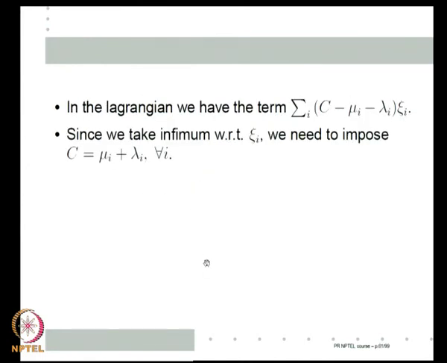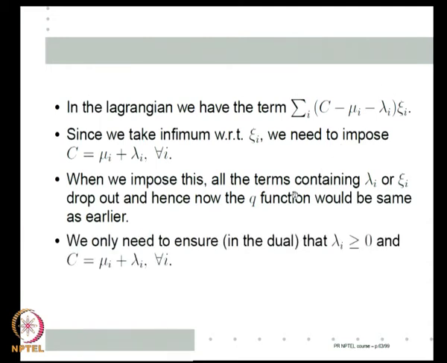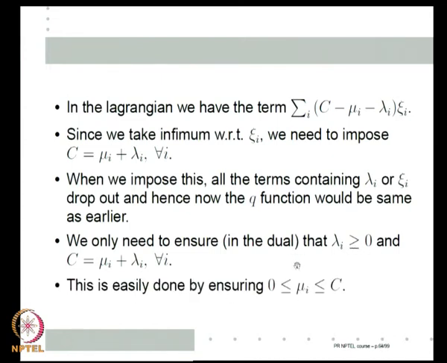So, if you want to find the new Q function, all we get is the old Q function anyway, but in addition to the old constraints, I also have to impose the constraint that lambda is greater than or equal to 0 and C is equal to mu_i plus lambda_i. Because I impose C equal to mu_i plus lambda_i, my Q function will not contain any lambda terms. So, Q is still only a function of mu. I do not have to actually maximize over lambda_i, as long as I can ensure that these two conditions are satisfied. These two are easily satisfied by imposing a condition on mu.